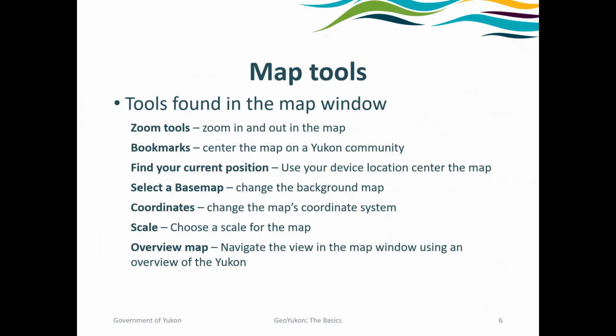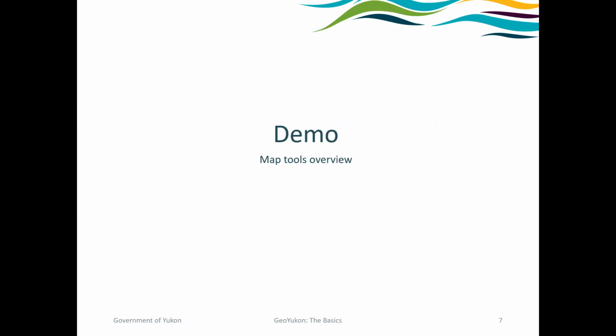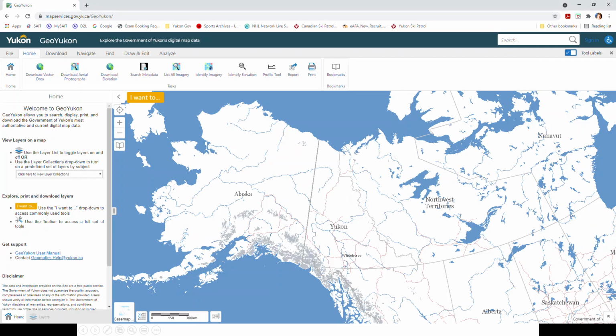You can find your current position on the map. You can choose your base maps, which are the underlying maps that your data will be displayed on. You can change the map's coordinate system. You can choose the scale of the map, or zooming in and out will change it as well. And there's an overview map. I'll give you a demo of the map tools.